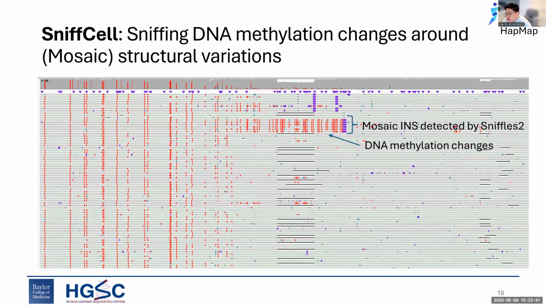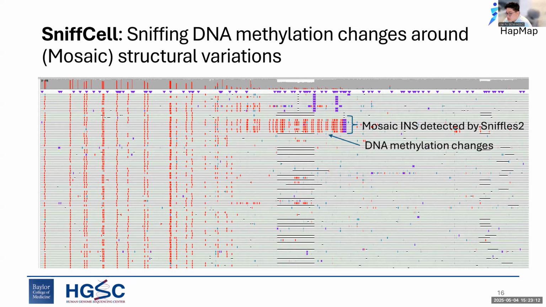So our first move is to combine our lab's previous work on mosaic SVs from long-read bulk tissues with DNA methylation analysis, and we call the tool SniffCell. With a benchmarking cell line mix sample, we can effectively locate SV-supporting reads with DNA methylation changes. Here, the blue boxes mark a mosaic insertion detected by SniffCell, where we see a strong DNA methylation change around this mosaic insertion.